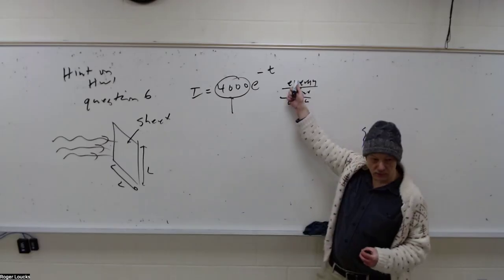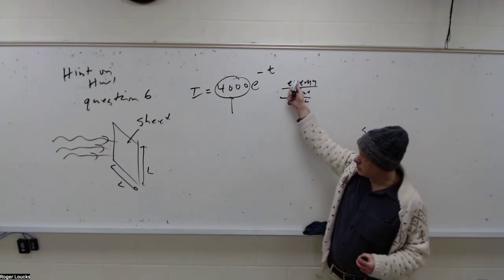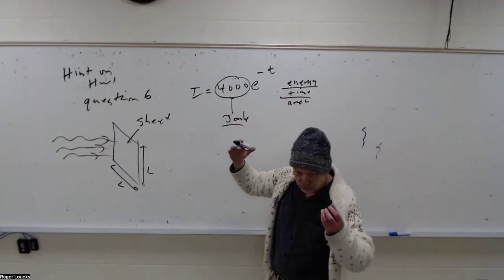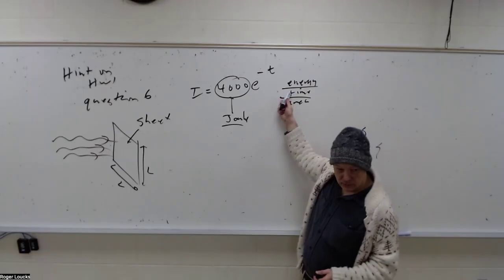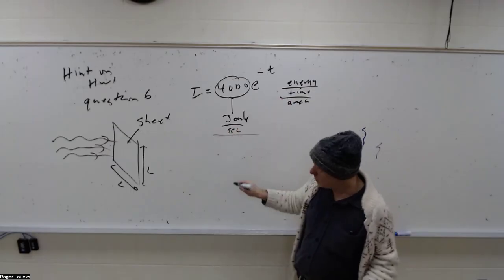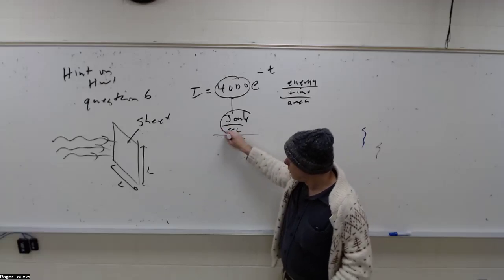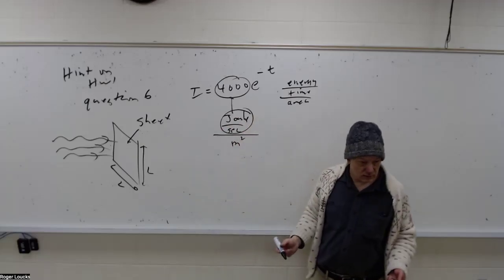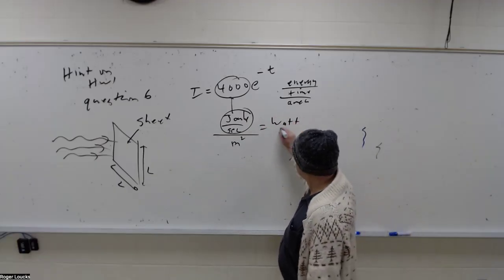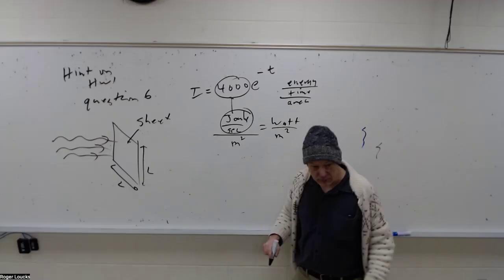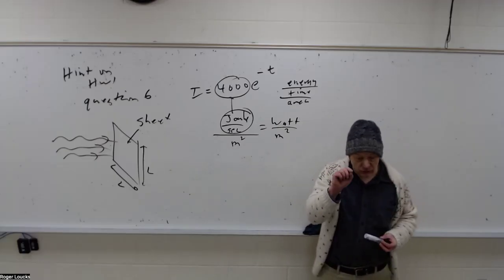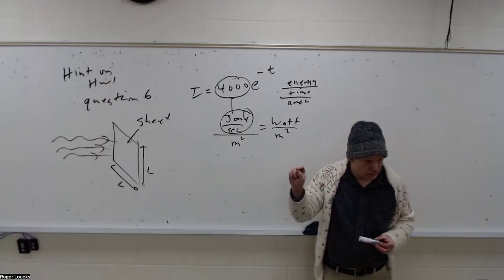So energy would be in joules, time is going to be seconds, and your area is meters squared. A joule per second is a watt. So this is your watt per meter squared. This is an MKS unit. One of the hard things about this problem is making certain you have everything in the same units.